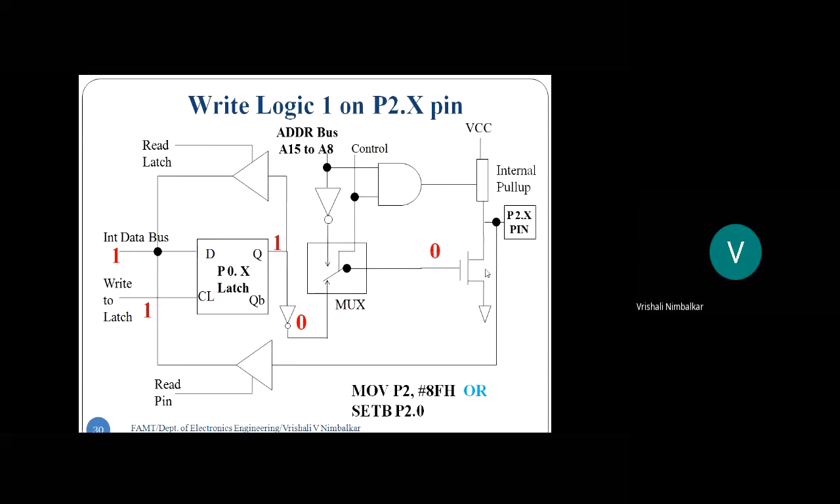And logic 0 means the MOSFET is turned off. Off means open circuit, electrically open. This means there's no current flowing through this. Right? There's no current flow, there is no voltage drop. This means the pin gets connected to VCC. So what appears on the pin? Logic 1 appears on the pin. So that was SETB P2.0. That P2.0 bit is set. The microcontroller did write logic 1 on the pin. Is that okay? And see, in both cases, during the write operation, whatever is in the latch gets forwarded to the pin. That's the write operation.